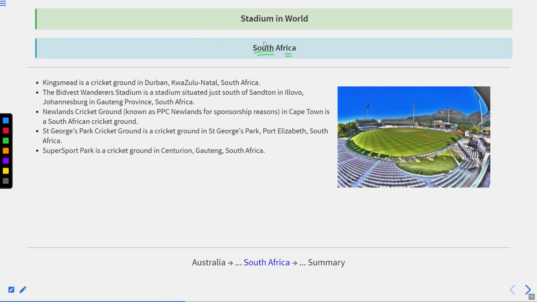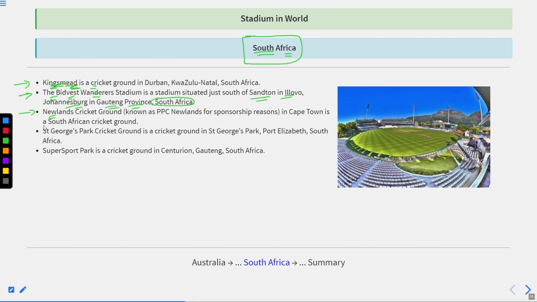Now we have South Africa. First is Kingsmead. Kingsmead is actually a cricket ground in Durban, in KwaZulu-Natal, South Africa. Then, the Wanderers. Wanderers Stadium is a stadium situated just south of Sandton in Illovo, Johannesburg in Gauteng province of South Africa.